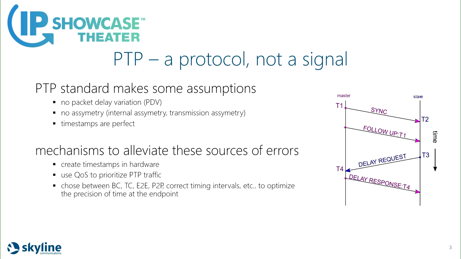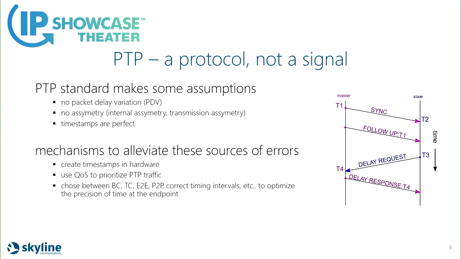To let you know why it's not always so easy to deal with PTP: the standard first of all makes some assumptions. An assumption in the network is that there is no packet delay variation, no PDV. There is no asymmetry. That can be internal asymmetry in a switch from ingress to egress, but also network asymmetry during the transmission. And the other assumption is that PTP timestamps are always perfect. But obviously, everybody knows that's not the case.